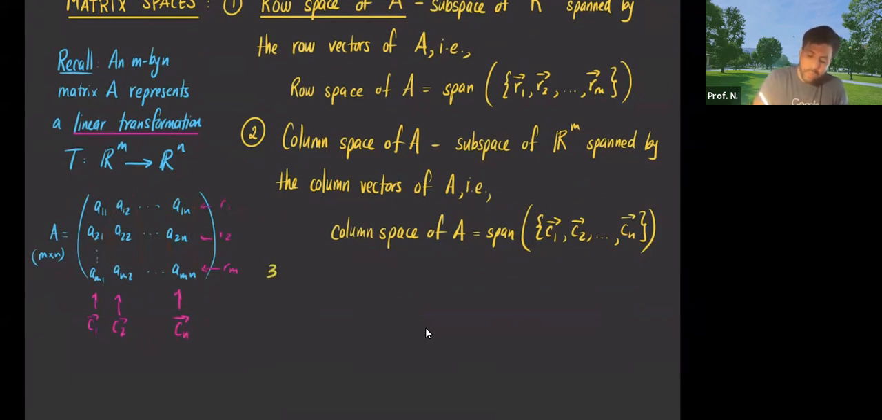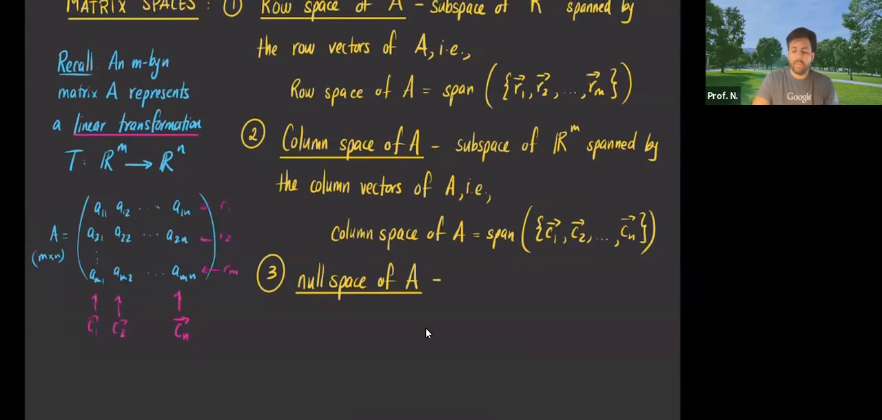Okay, and the last one is called the null space. We talked about this already, right? The null space of A. It's also known as the kernel of the transformation in more general terms, but it's a subspace. Now my question to you will be, which subspace is the null space in? Is it in Rm or in Rn? What do you think?